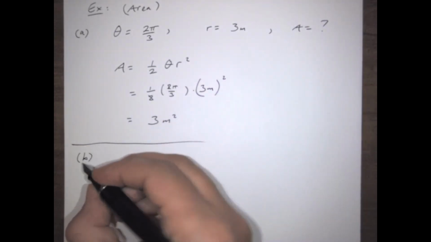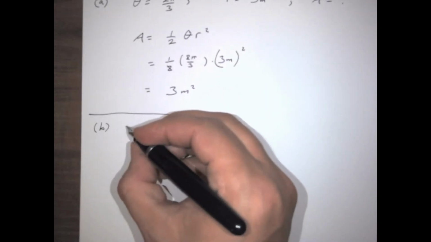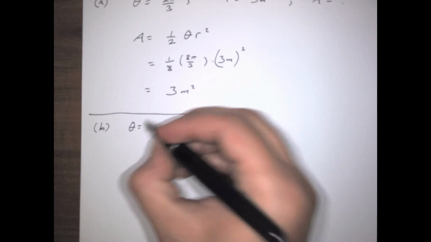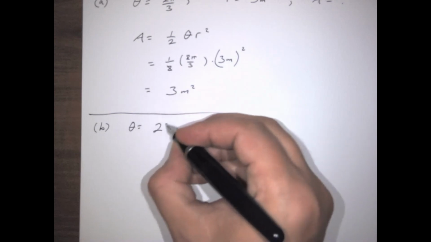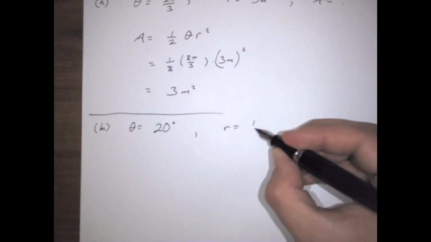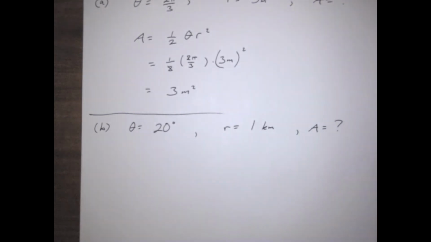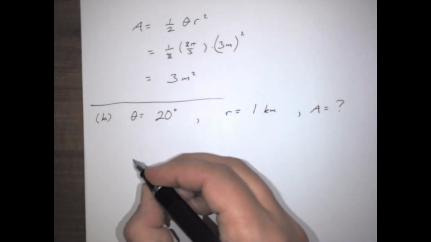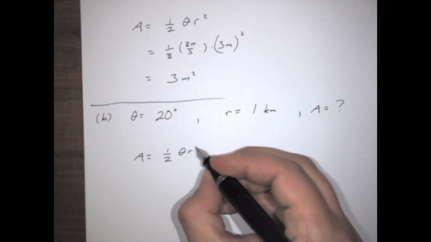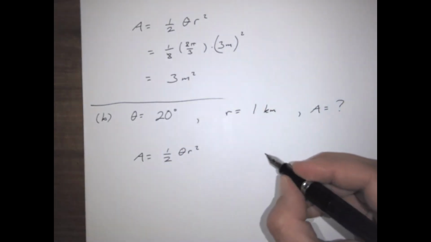And just a quick one where they're in degrees. Let's say that theta equals, I don't know, 20 degrees. Radius equals 1 kilometer. Area, who knows? All right, so once again, 1/2 theta r squared. Now the theta here is supposed to be in radians, this one isn't. So let's quickly figure that out.